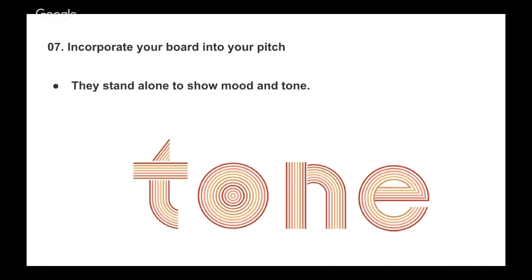Remember, you're trying to use hidden visual tricks to make a client get it. Mixing mood board elements in with the presentation rather than bolting them on at the end can be an effective way of communicating your concept to the client.